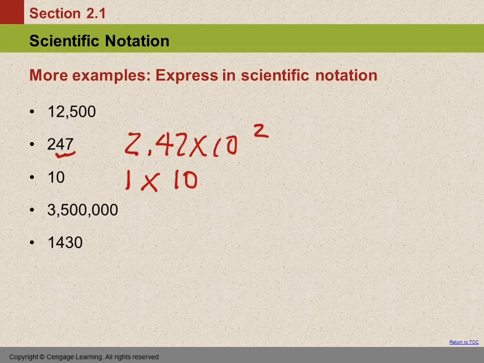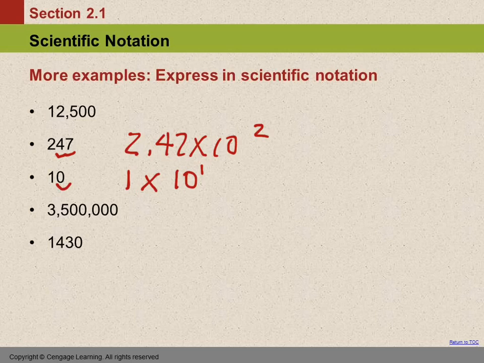The decimal point was here, and we moved it over 1 space. So 10 is the same as 1 times 10 to the 1. Now, it seems a little ridiculous, but you can write any number in scientific notation. You can even write the number 1. 1 is 1 times 10 to the 0.